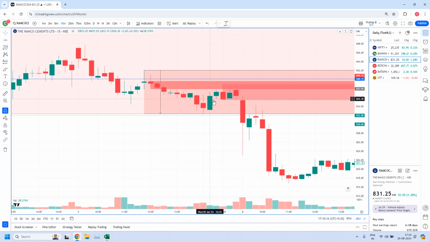Now, at the time of this fine-tuned 15-minute zone creation, it picked up the orders from this 5-minute zone and this zone was created. That's why this is the area where we have a very strong order flow. Let me go to the 5 minutes and I will show you.